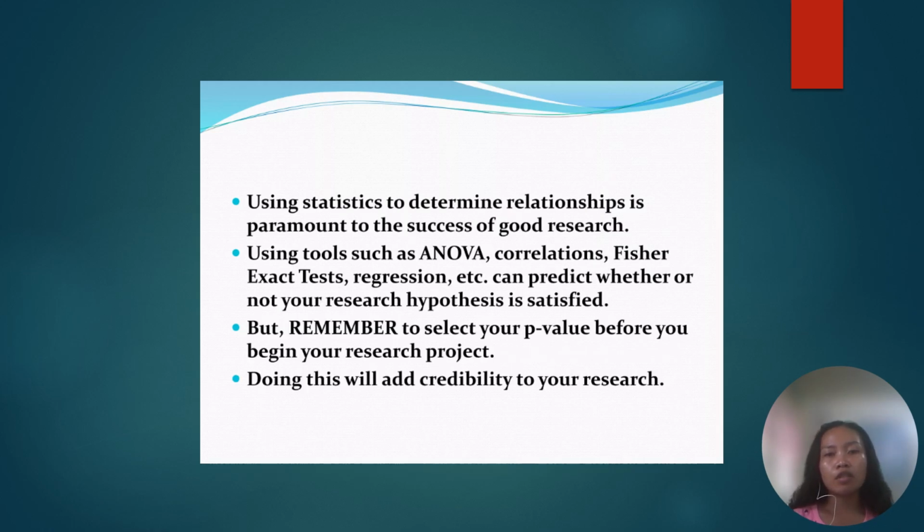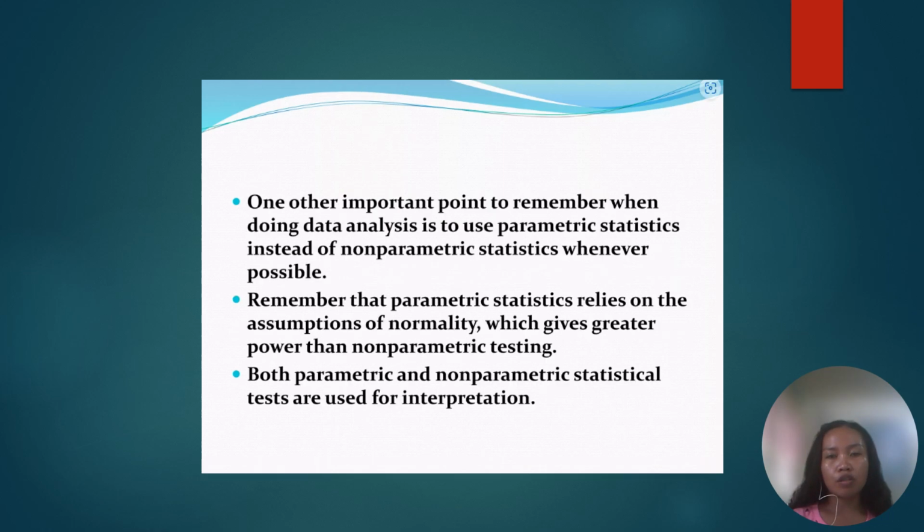Using statistics to determine relationships is paramount to the success of good research. Using tools such as ANOVA, correlations, Fisher's exact test, regression, and others can predict whether or not your research hypothesis is satisfied. But remember to select your p-value before you begin your research project. Doing this will add credibility to your research.